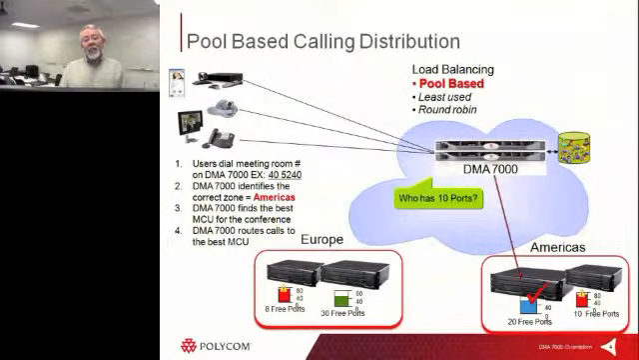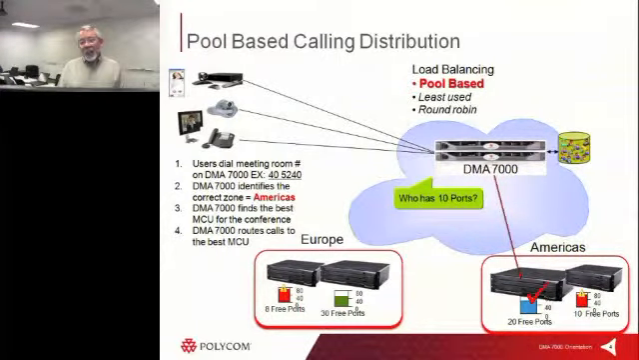request comes in, DMA compares that request to the available bridges that are online and can take a call at that time. Whichever bridge is least being used and fits in the pool requirement will be given the conference.